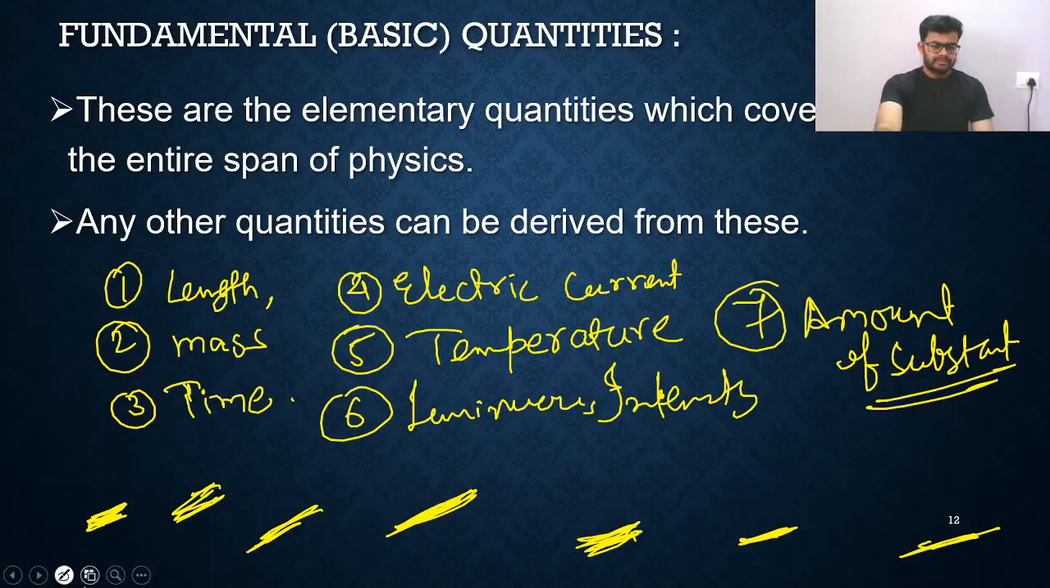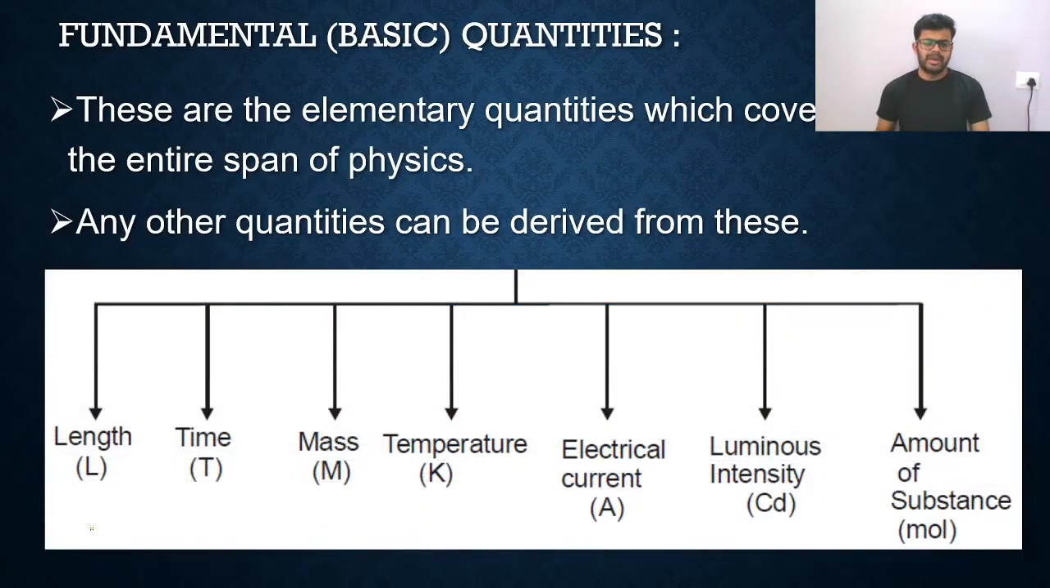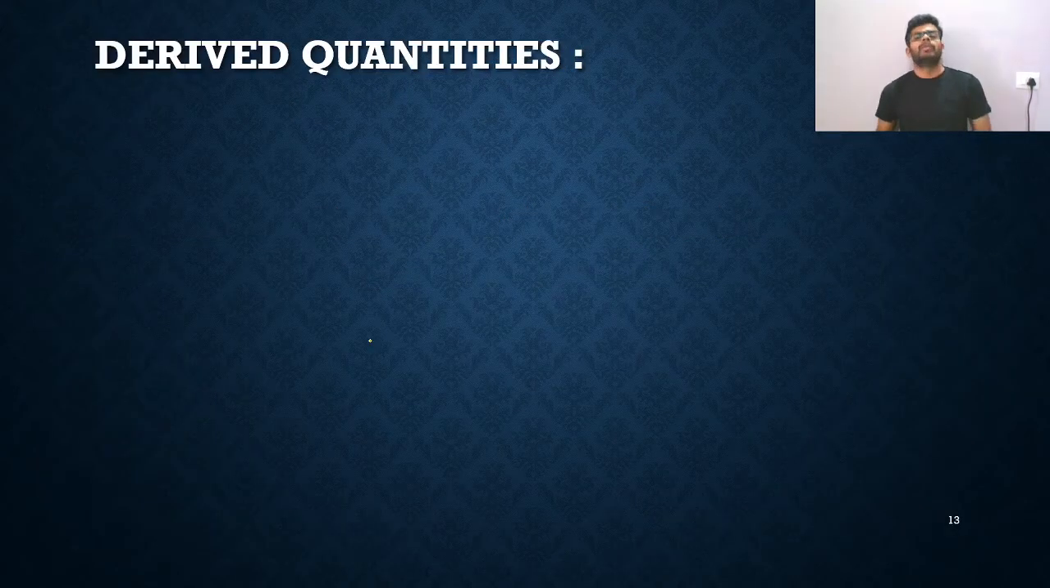I am erasing this. Let us talk about the 7 fundamental quantities: length, time, mass, temperature, electric current, luminous intensity, and amount of substance. All other physical quantities will be derived from these 7 fundamental quantities only. That's why these are called fundamental quantities. Next, let us talk about the derived quantities.